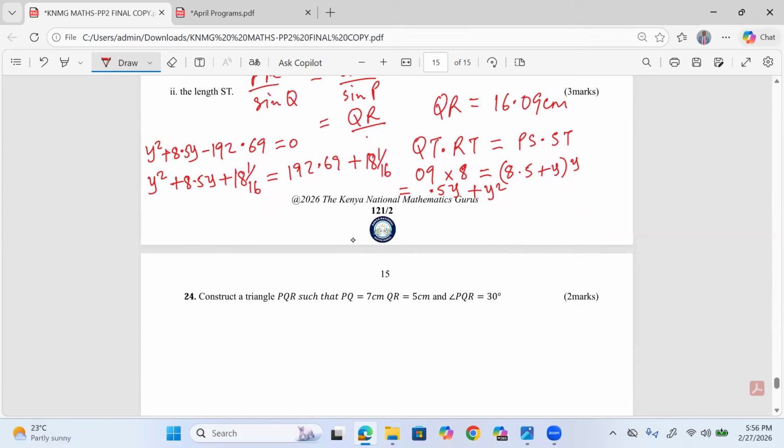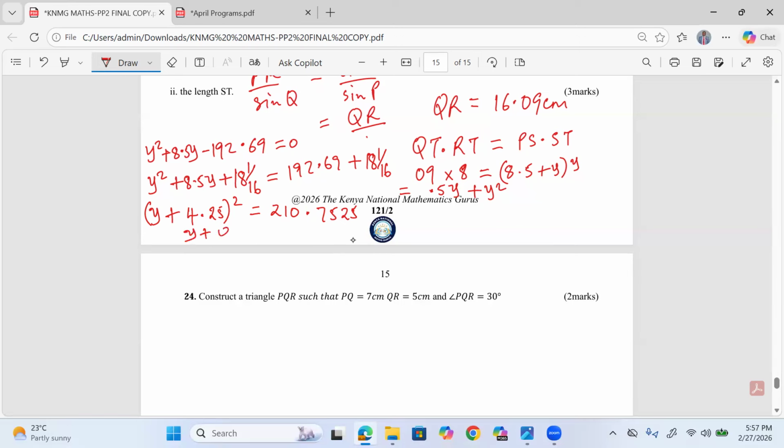So now we can factorize the left-hand side to have (y plus 4.25) squared, that is the factorized, equals to 192.69 plus 18 and 1 over 16. This is 210.7525. So can we take the square root of both sides?